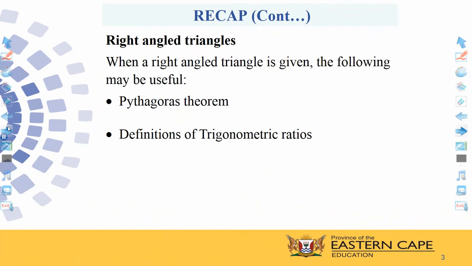Under right-angled triangles, we talked about Pythagoras theorem, where we apply Pythagoras theorem as well as the definitions of trigonometric ratios. But once again, I'm emphasizing, keep in mind your Euclidean geometry, especially the sum of angles of a triangle that add up to 180 degrees. Always keep that in mind because it's used throughout any topic that deals with triangles. We are going to use it a lot when we are solving problems here in trigonometry, right?